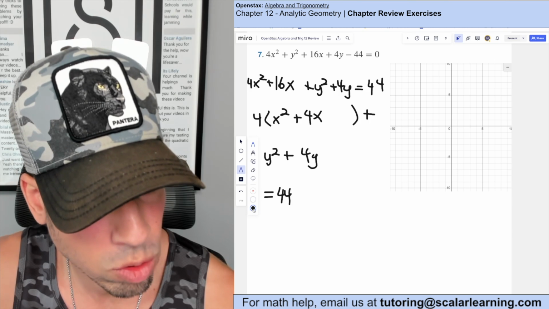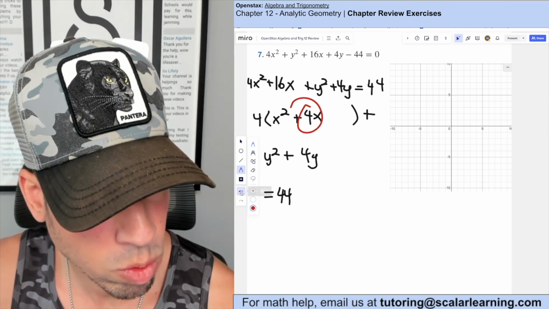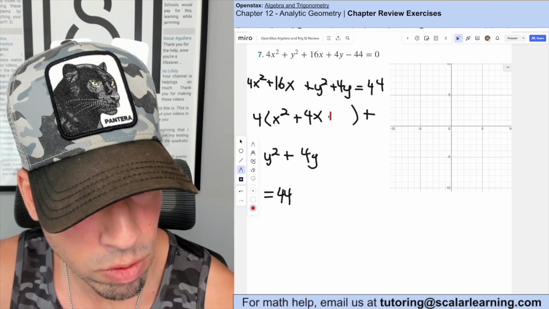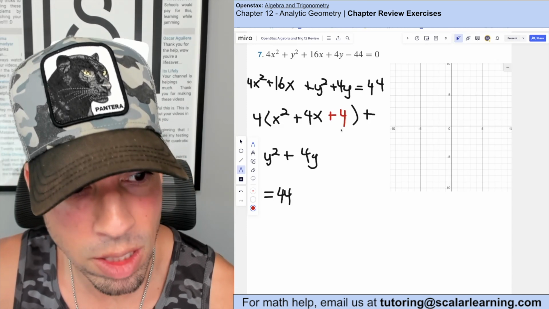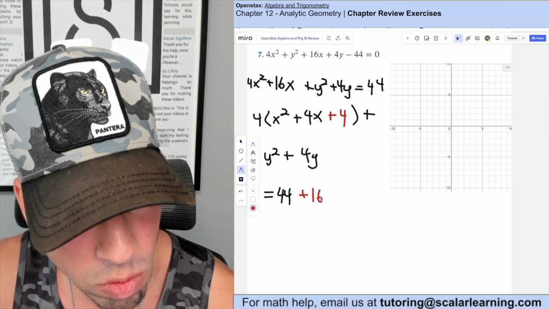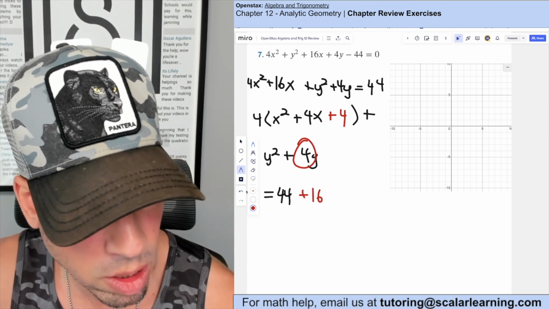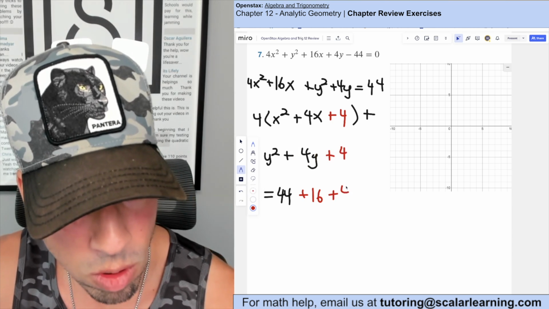So now what we're going to do is complete the square. Up here, we're going to do that by taking half of this and squaring it. Half of 4 is 2 squared is 4. So we're going to add 4, but we're also going to add that to the other side, remembering that that's not just a 4, that's a 4 times 4. So we got to add 16 over here. And then over here, we're going to complete the square again. Half of 4 is 2 squared is 4. So we're going to add 4 and 4 like so.